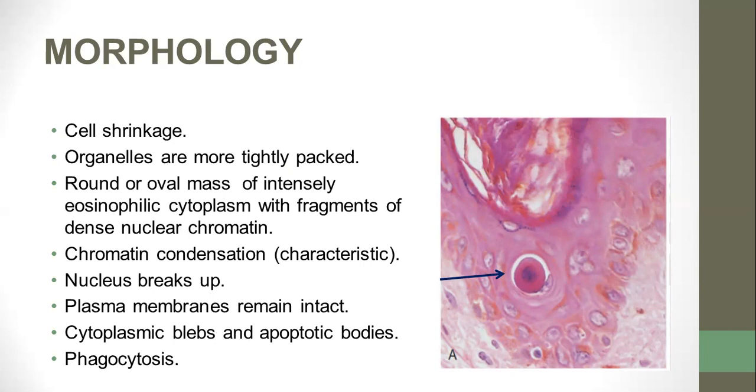On morphology, the apoptotic cell shrinks in size. The organelles are more tightly packed. The cell looks like a round or oval mass of intensely eosinophilic cytoplasm. There is condensation of the chromatin. There is pyknosis. The nucleus eventually breaks up. Plasma membranes remain intact, and the organelles are released in the form of apoptotic bodies. In the picture, you can see an apoptotic cell in the epidermis.